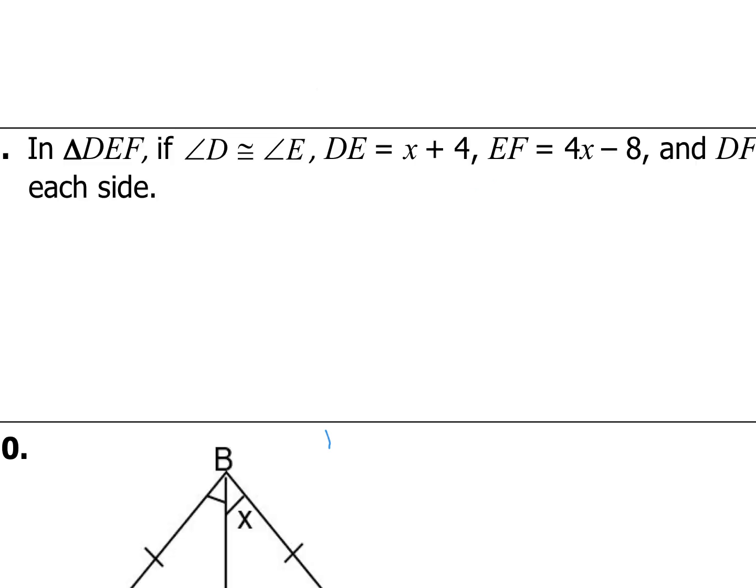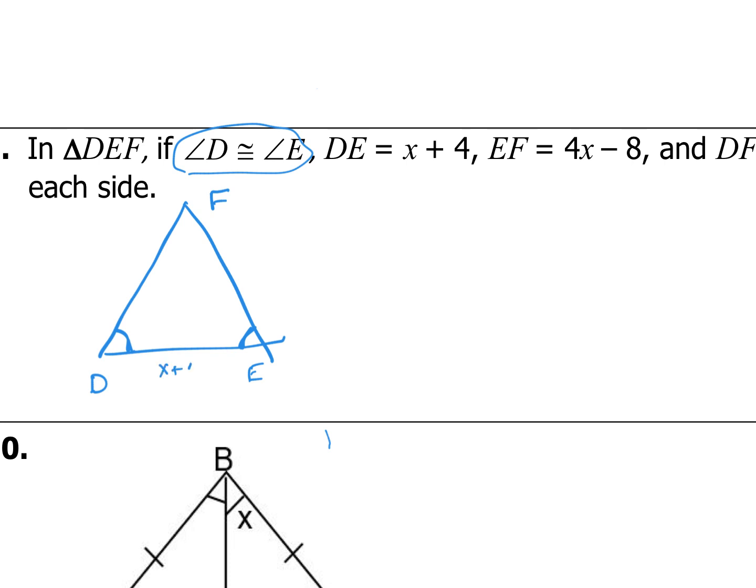So same thing on this one. The first thing we're going to do is draw out that triangle. So we have a triangle. The triangle is DEF. And then we know angle D is congruent to angle E. That's what it's telling us right here. So then we just have to put our information in the picture. So you know that DE is going to be x plus 4. You know EF is going to be 4x minus 8. And you know that DF is 7x minus 35.